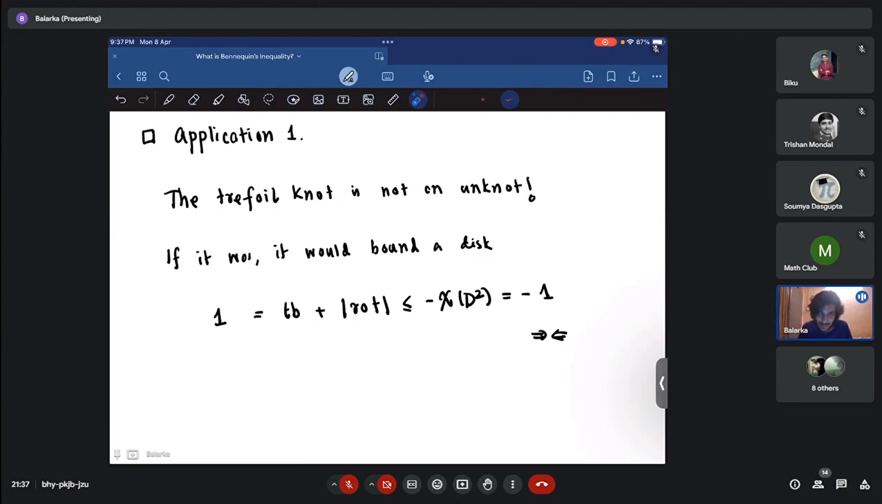So if it was an unknot, it would bound a disk. And then you use the Thurston-Bennequin inequality. The Thurston-Bennequin number plus the modulus of the rotation number is supposed to be less than or equal to minus the Euler characteristic of the Seifert surface, in which case that's a disk, so it's -1. But the Thurston-Bennequin number we computed is 1, and the rotation number we computed is 0 for this particular trefoil. So 1 is less than or equal to -1, contradiction. So the trefoil knot is not an unknot.